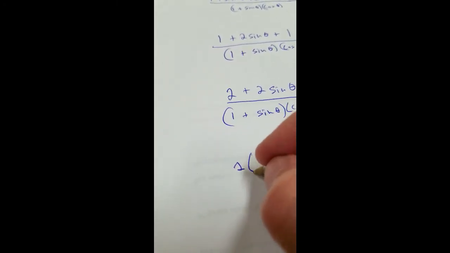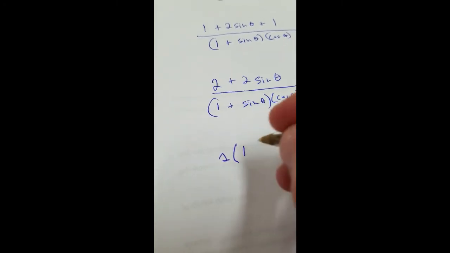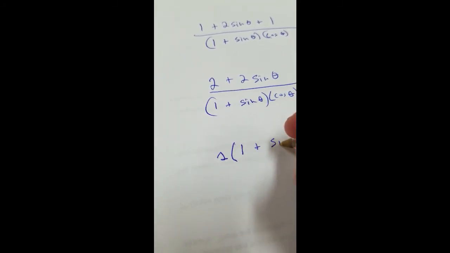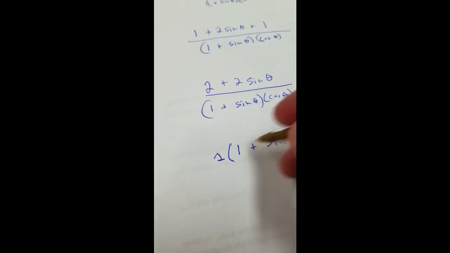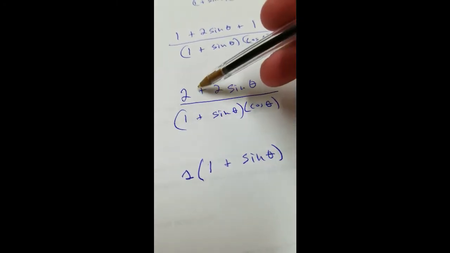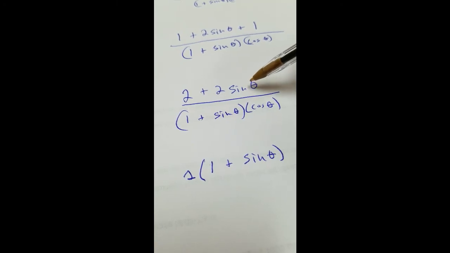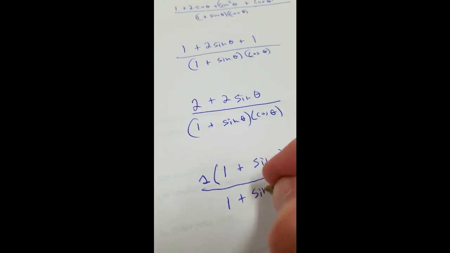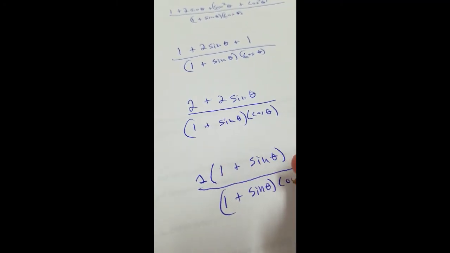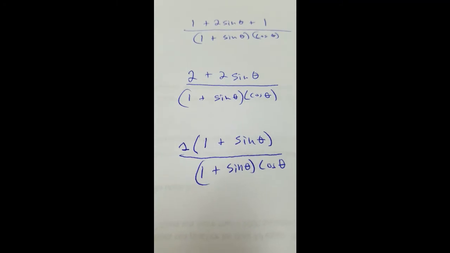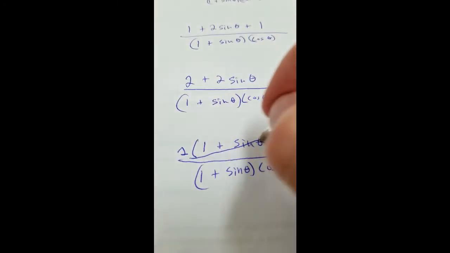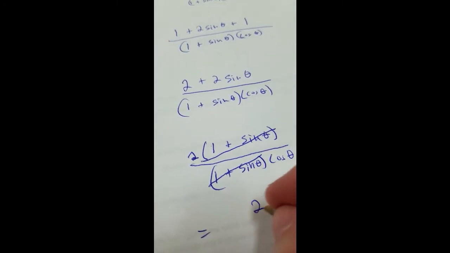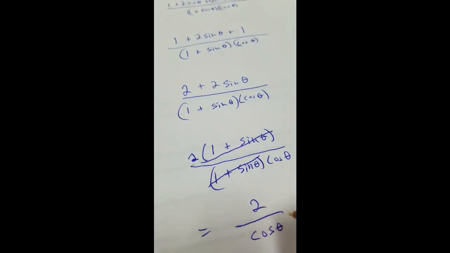So on the top I have a 2, and inside it's a 1 plus 1 sine theta. See that multiplies. 2 times 1 gives me the 2. 2 times that gives me that. And my denominator is 1 plus sine theta and a cosine theta. Well, there we go. That guy cancels that guy, and that's a 2 right there. And then my final answer is 2 over cosine theta.